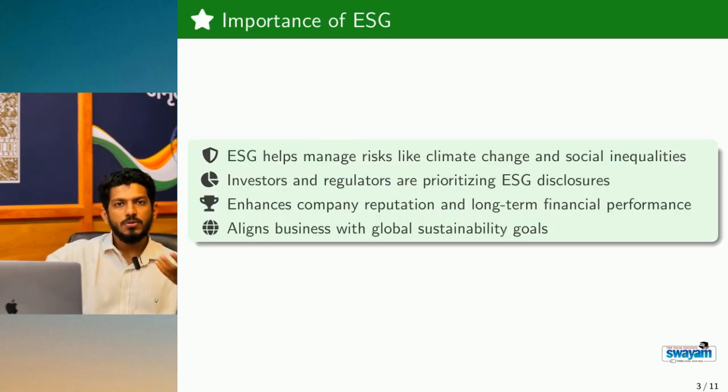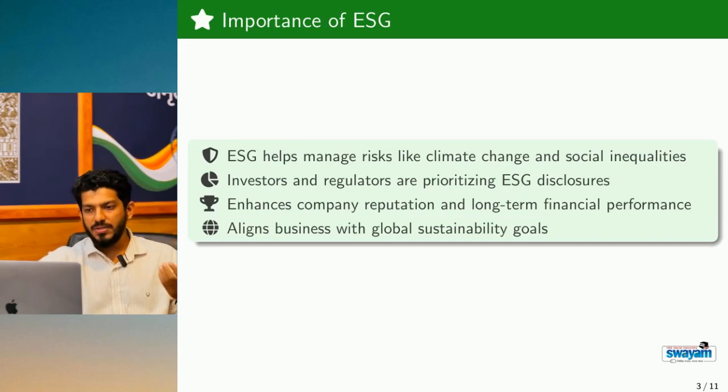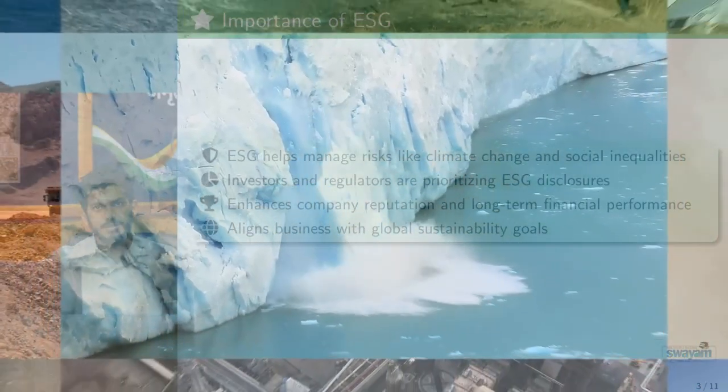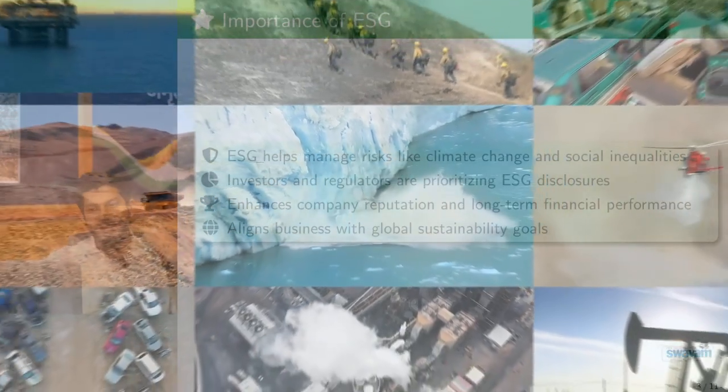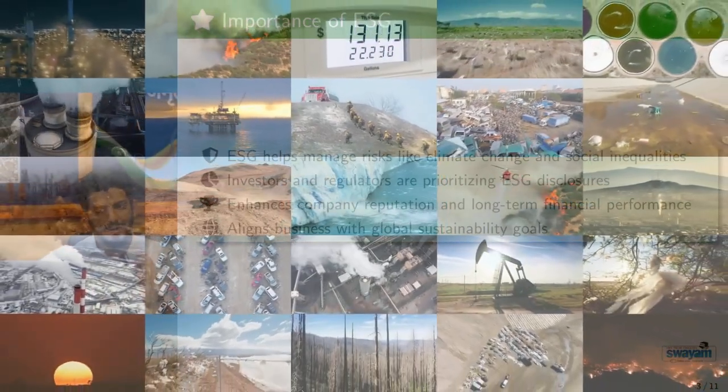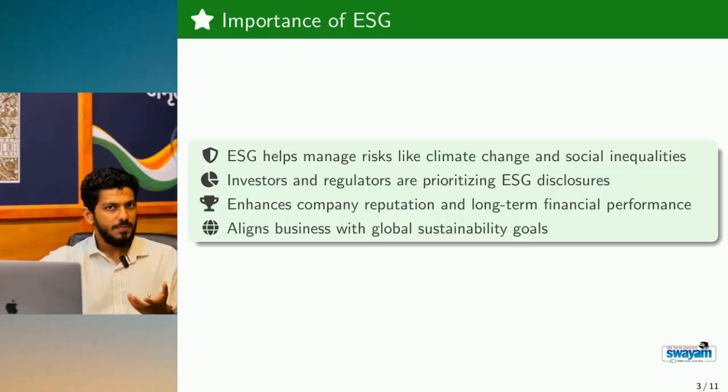So what is the importance of ESG? ESG helps to manage risks like climate change and social inequalities. Investors and regulators are prioritizing ESG disclosures nowadays, and it also enhances companies' reputation and long-term financial performance, and aligns with global business sustainability goals.